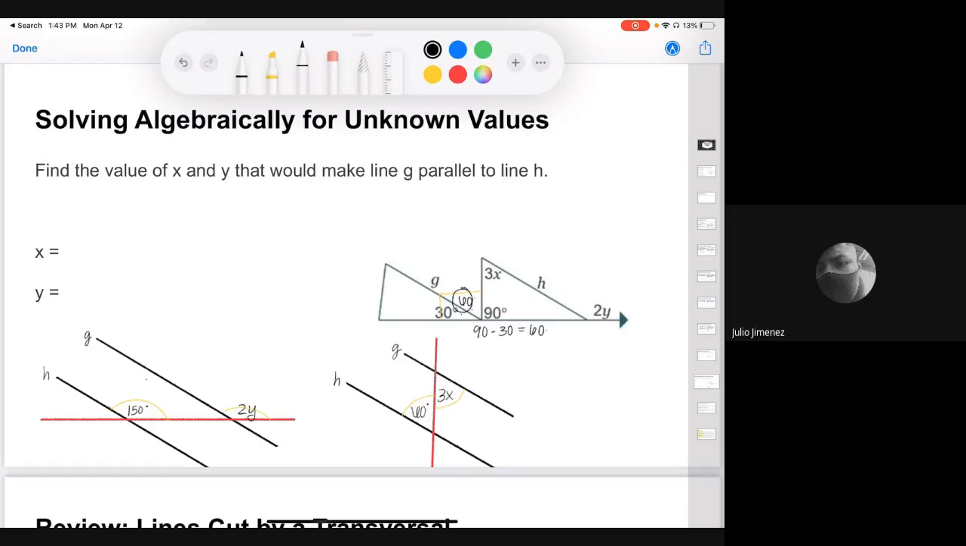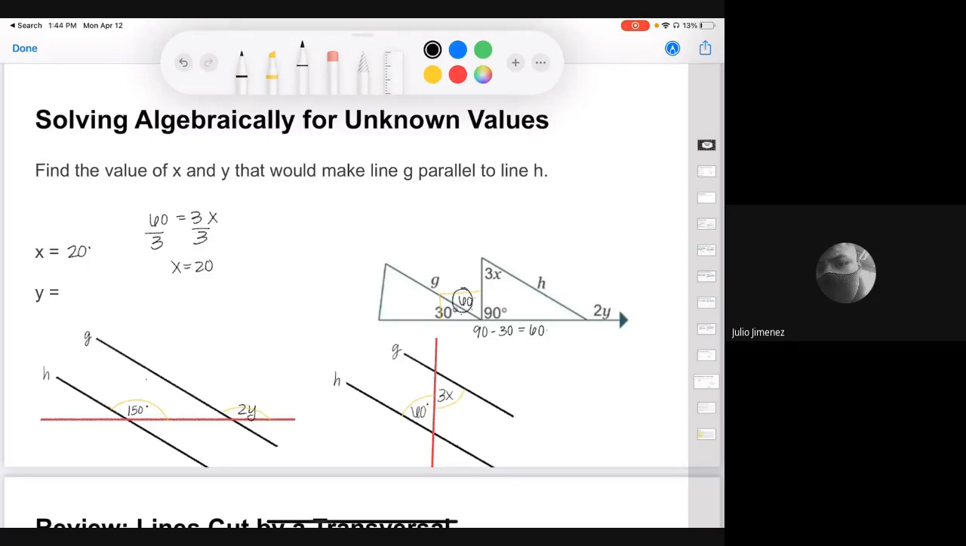Now, the information I'm given is that G is parallel to H. If this is the transversal, then the relationship here is alternate interior angles, and the relationship of alternate interior angles tells me that those two must be congruent to each other. Because of that, 60 must be congruent to 3x. So x is equal to 20. That's how I'm able to solve for that.